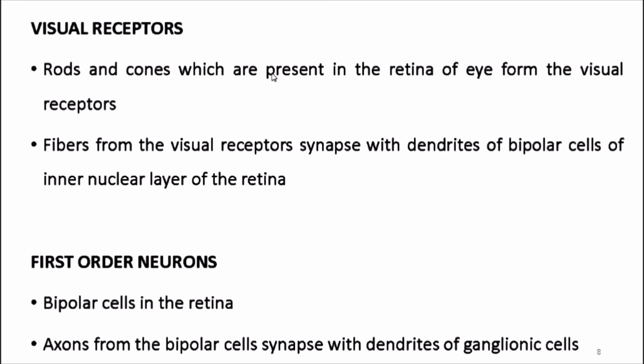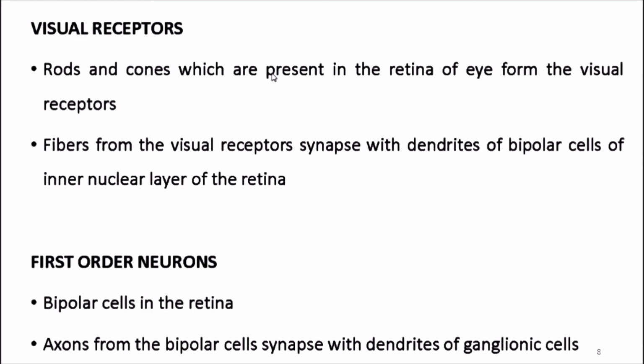They transmit the impulses coming to the retina of the eye. We have photoreceptors, visual receptors known as rods and cones in the eye. These rods and cones are the visual receptors present in the retina of the eye. And the fibers from the visual receptors synapse with dendrites of bipolar cells of the inner nuclear layer of the retina.